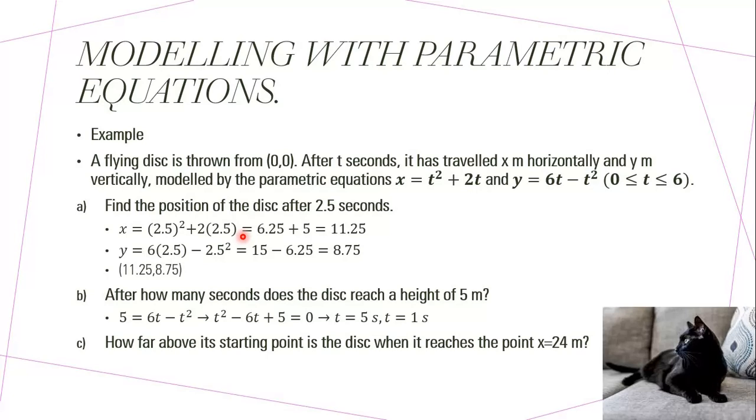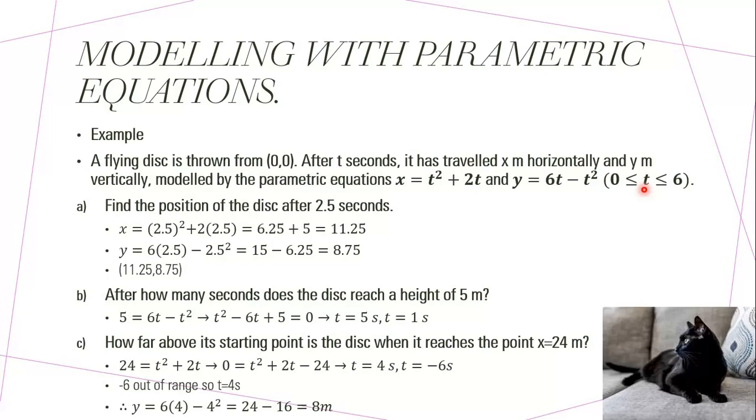How far above its starting point is the disc when it reaches the point x equals 24? Well, 24 would therefore equal t squared plus 2t, so 0 equals t squared plus 2t minus 24, so t is either equal to 4 or minus 6. Minus 6 is out of range because you can't have negative time, so t equals 4. So, therefore, y equals 6 lots of 4 minus 4 squared, which equals 24 minus 16, which is 8.